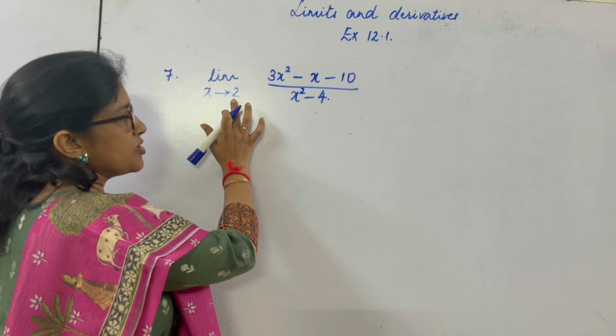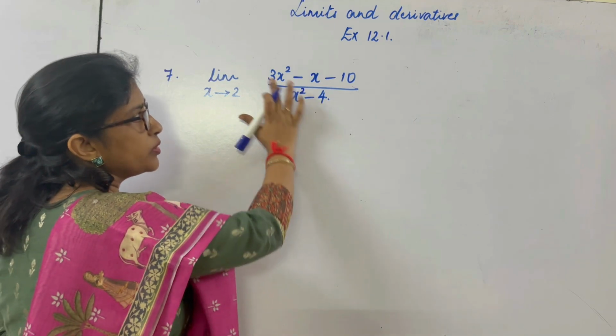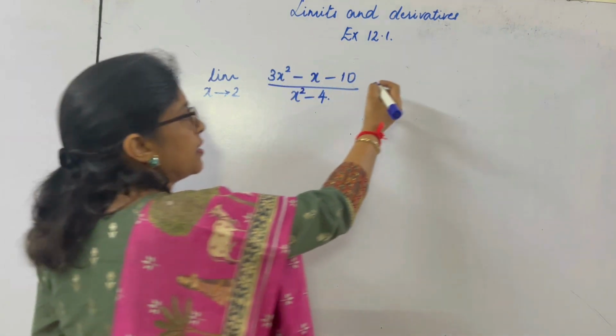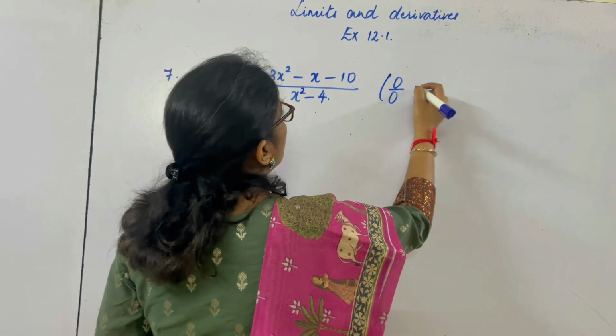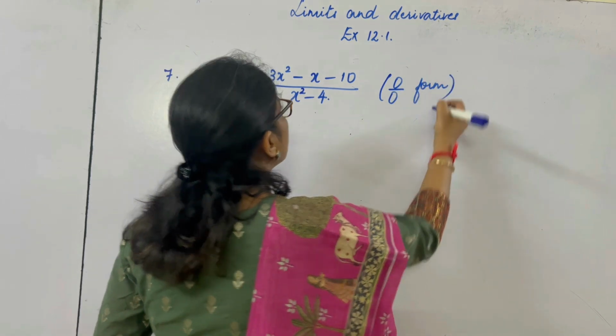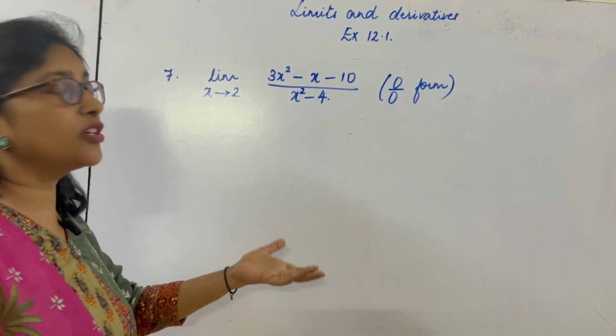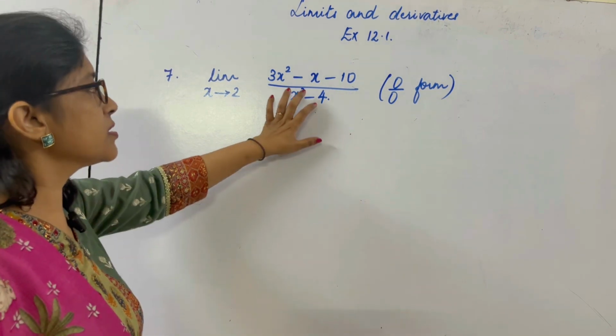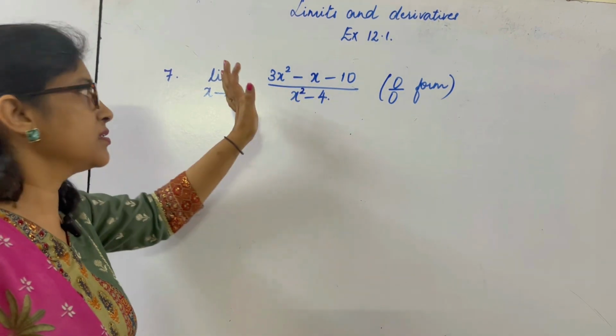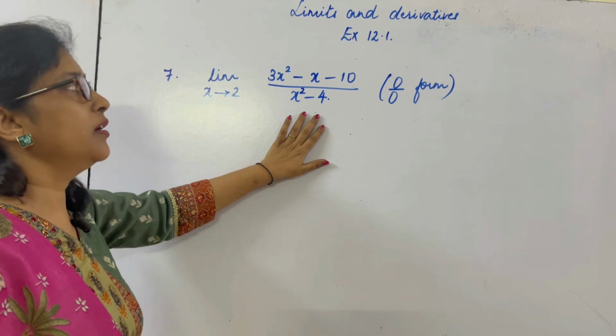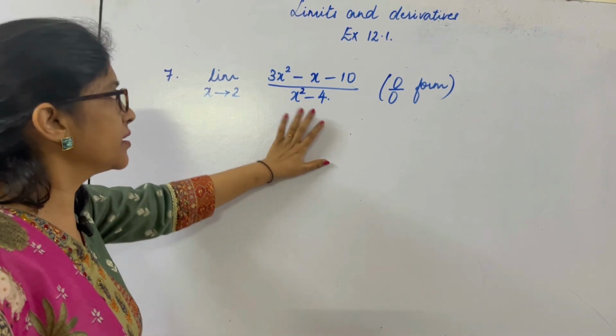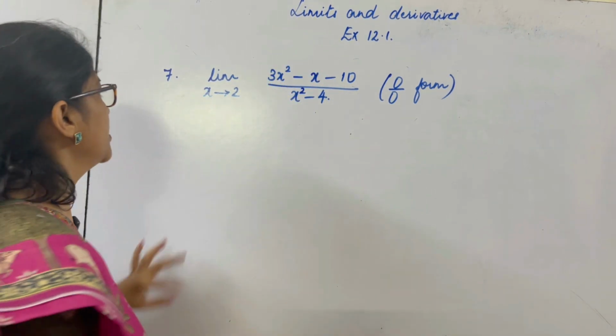So, since x tends to 2, if you substitute 2 in this, you will see that it is again 0 by 0 form. You no more can substitute the limiting value directly, and we cannot apply the previous formula also, because it is not of the kind x raised to n minus a raised to n upon x minus a. Okay. So, it is a quadratic equation in the numerator and in the denominator.